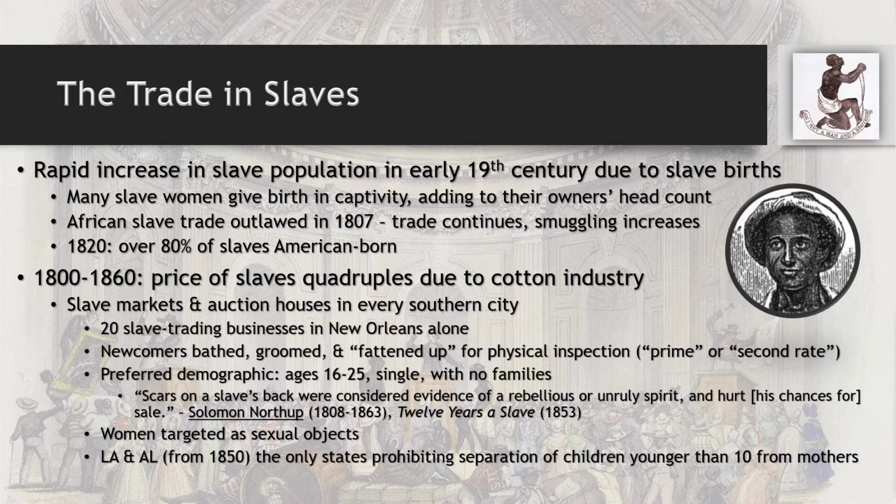The only two states in the Union that prohibited the separation of young children from their mothers, that is to say children younger than the age of 10, were Louisiana and Alabama, but only from 1850. Okay, and this specifically has to do with some slave codes being updated over time. But all states did allow for the separation of spouses if you came to the situation married to someone else, and of course the separation of family members, right? Brothers and sisters, parents, grandparents, etc.